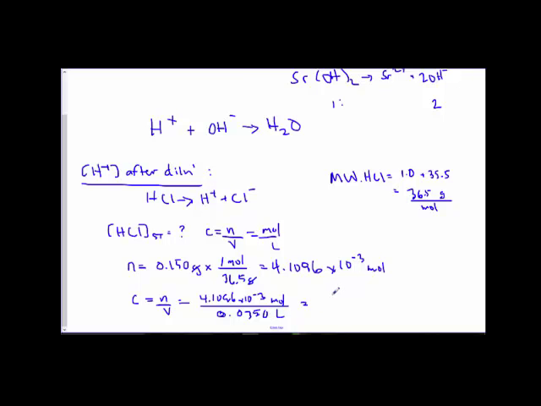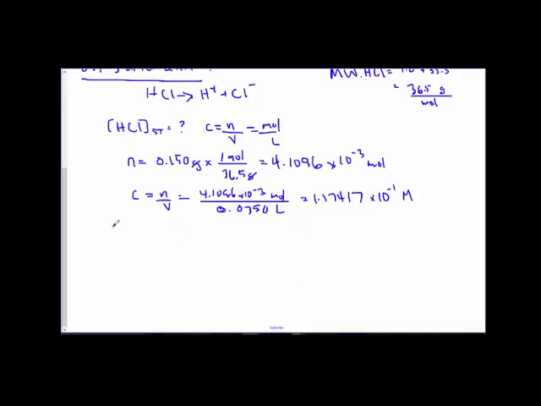1.17417, if I round up, times 10 to the negative 1 moles per liter. So now I'm in units of moles per liter concentration. So there's my original concentration of the HCl. That usually is what is given to us in a question if it's a little simpler. Next, I have to figure out what that concentration is after dilution. So now let's do a dilution calculation.